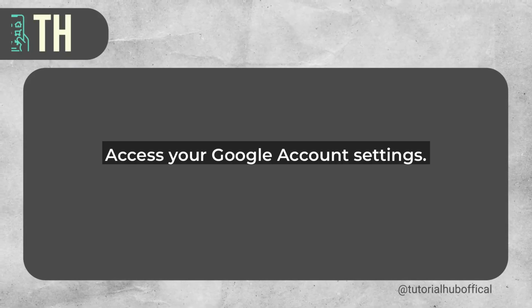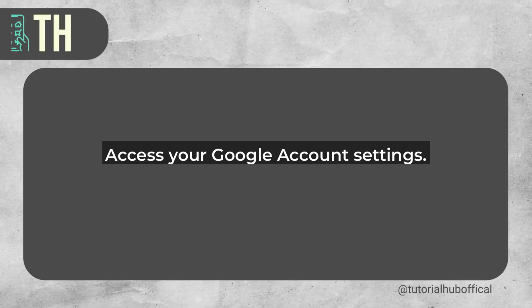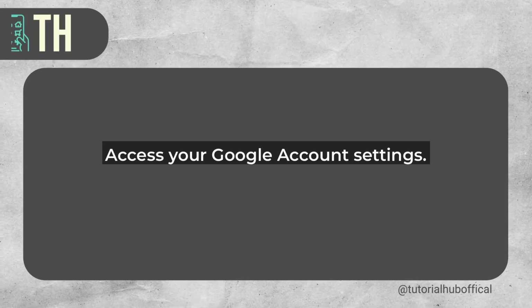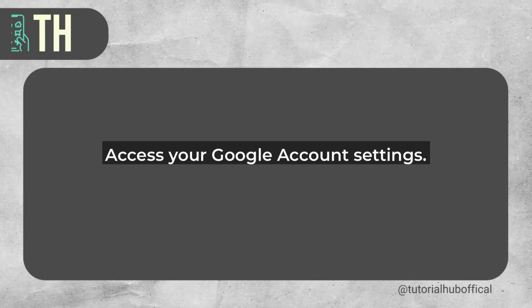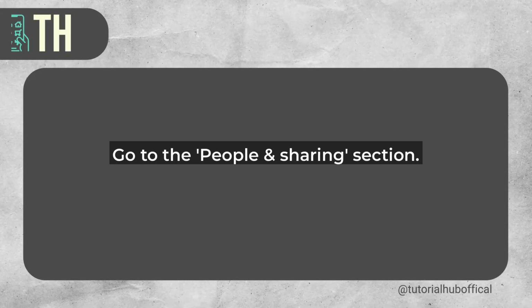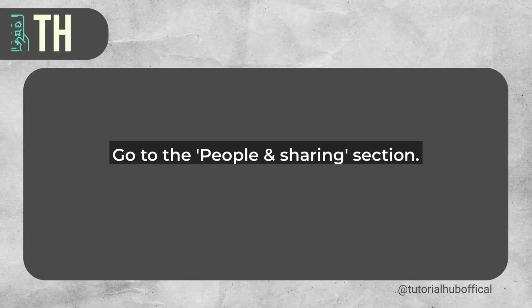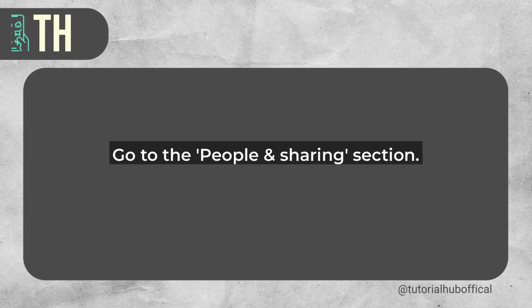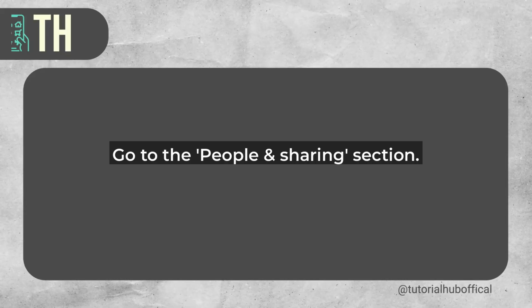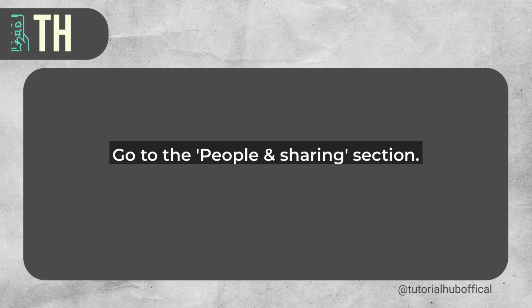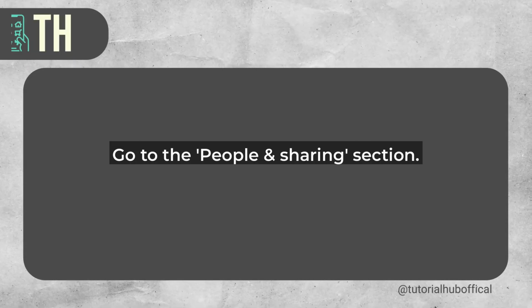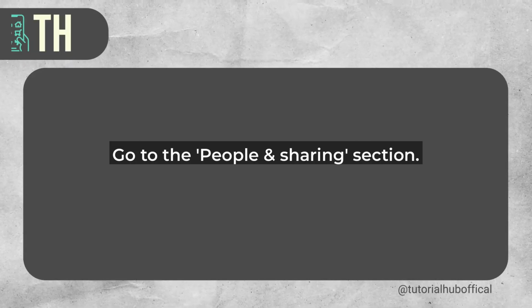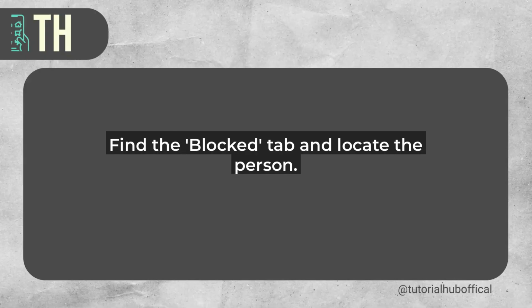Let's jump right in. First things first, unblocking someone on Google Meet typically involves managing your Google account settings, as blocks are often handled at the account level. Start by opening your web browser and going to your Google account page. You'll need to be signed in with the account you use for Google Meet. Once there, click on the People and Sharing section in the left-hand menu. This is where Google keeps tabs on your contacts and blocked users.